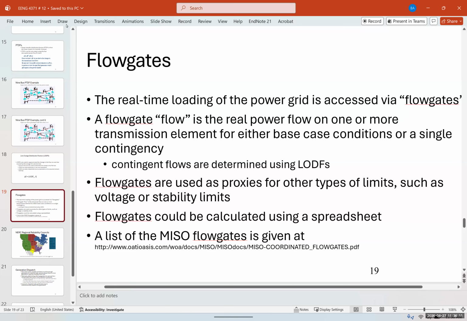Independent system operators, or ISOs, like MISO, have hundreds of flow gates that are monitored continuously. The link shown here at the bottom, I would recommend that you read it. It will be on the PDF slides on your Canvas. The link goes to the official MISO list of coordinated flow gates, if you want to see what a real operational monitoring system looks like.